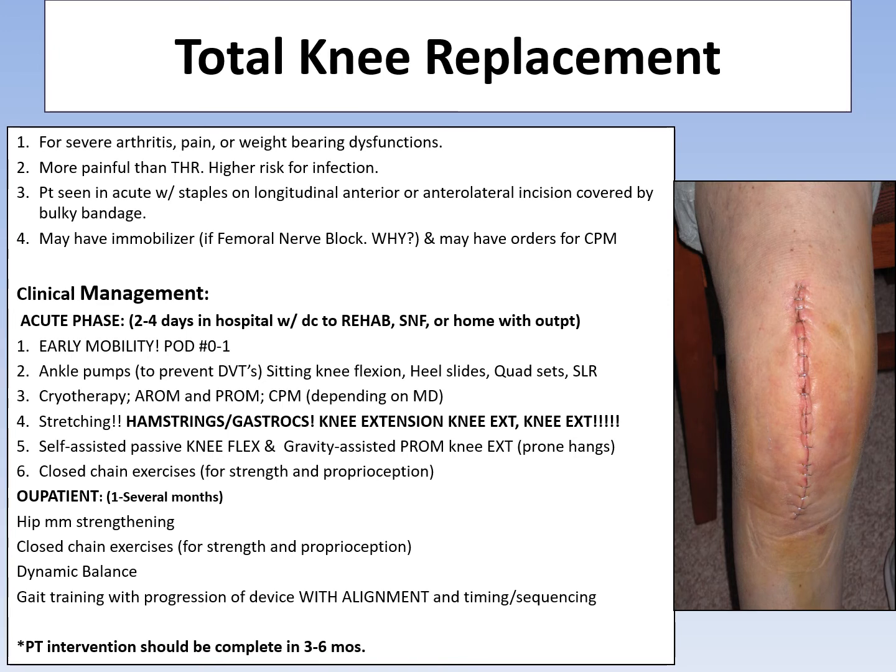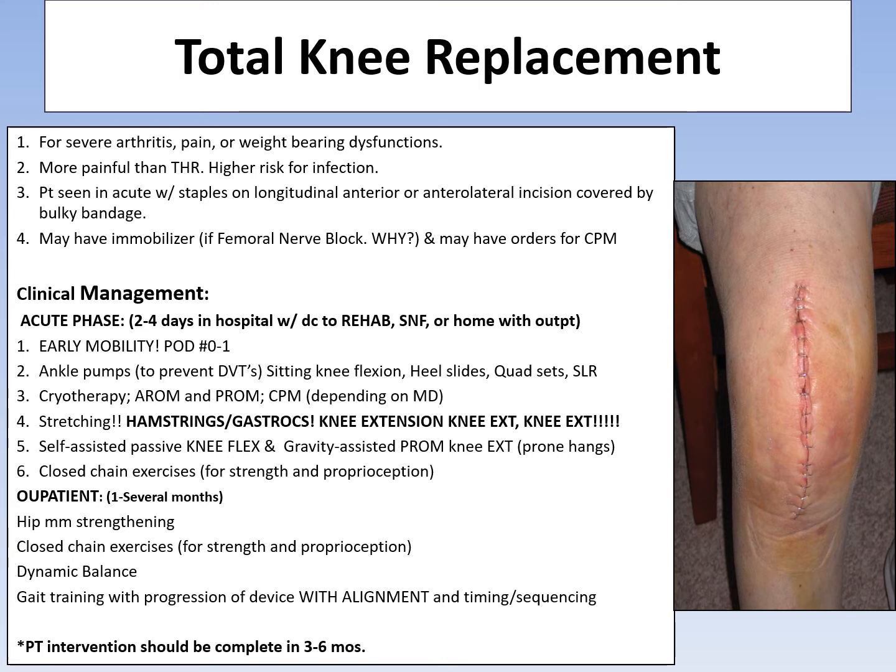Patients will be seen in the acute phase, and they will have staples, and some of them even have it where the incision is glued together. They may even have a bulky bandage initially, and some may have a knee immobilizer when you first start if they've had a femoral nerve block. That could be if they haven't regained the full sensation, so the knee immobilizer would prevent knee buckling.